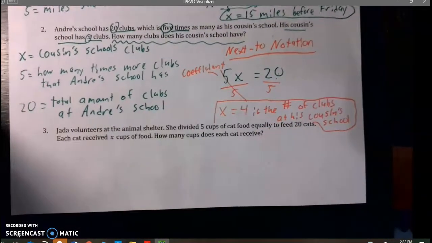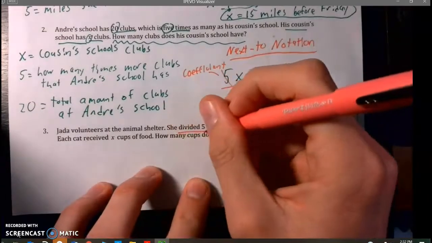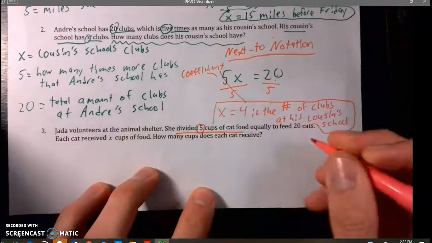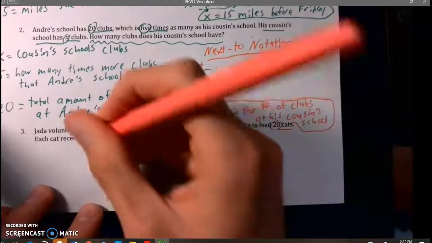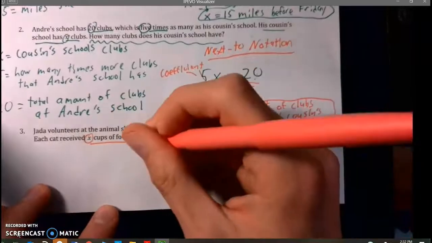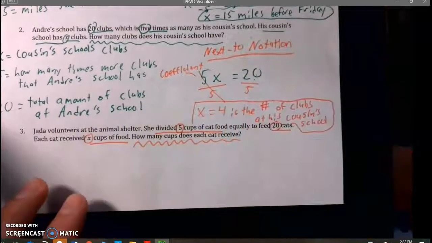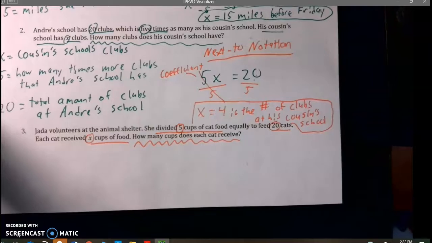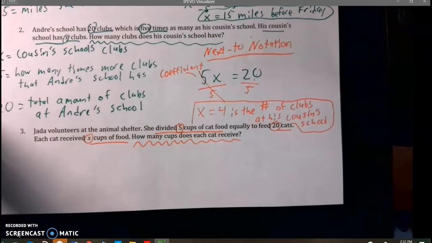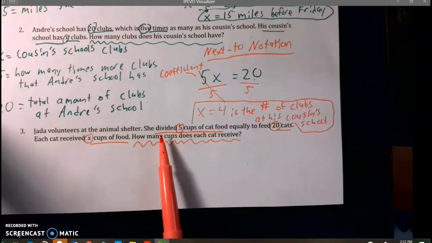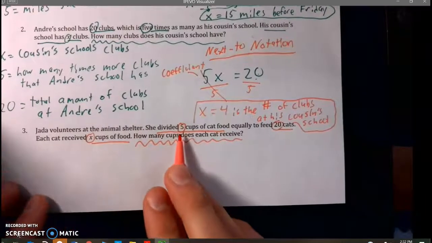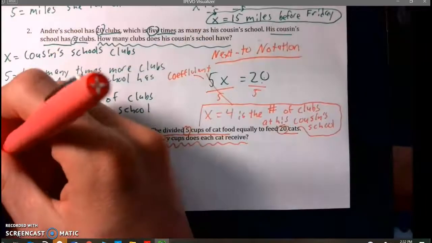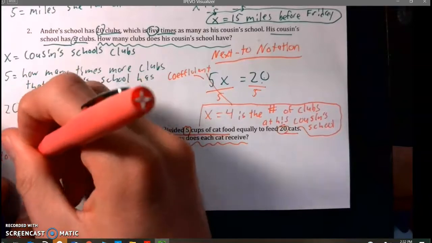So, Jada volunteers at the animal shelter. She divided 5 cups of cat food to feed 20 cats. Each cat receives x cups of food. So how many cups does each cat receive? Once again, in a word problem, you can often look for key words in the problem to figure out what operation this is. Right away, we should have recognized that we had the word divided. So this is a division problem. She divided 5 cups of food.